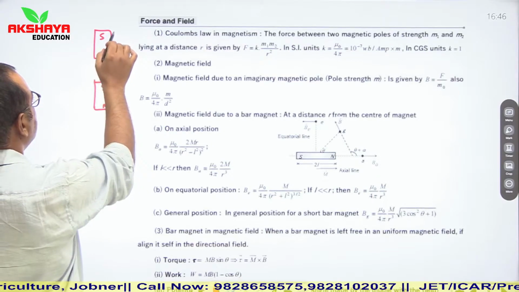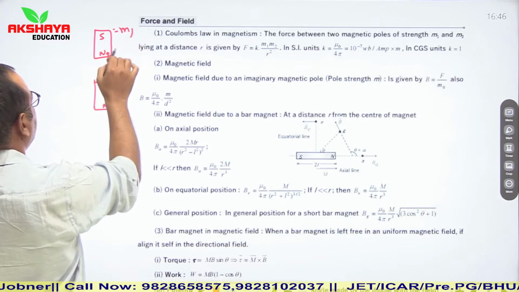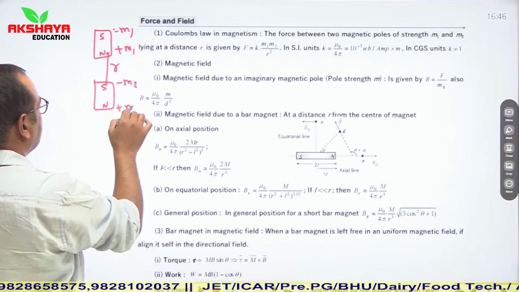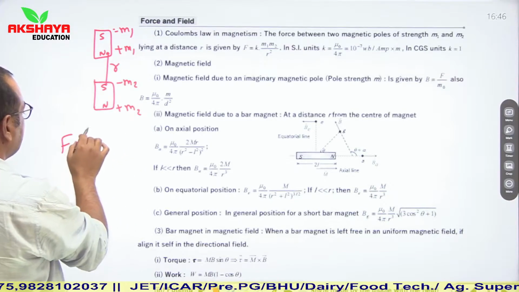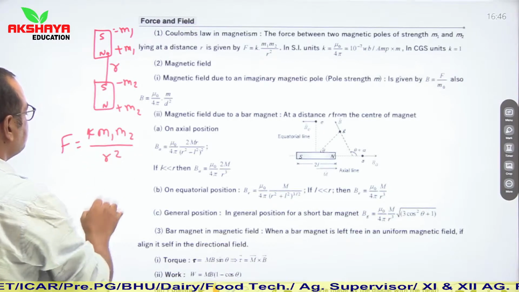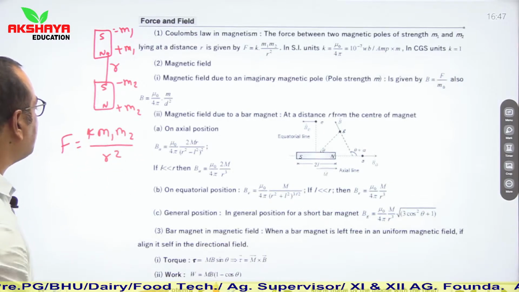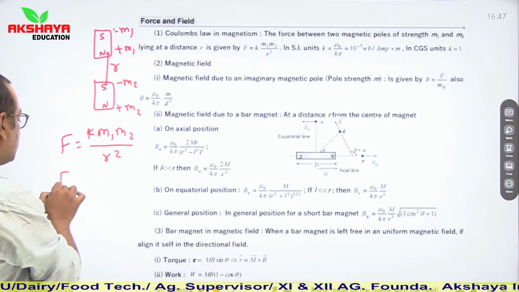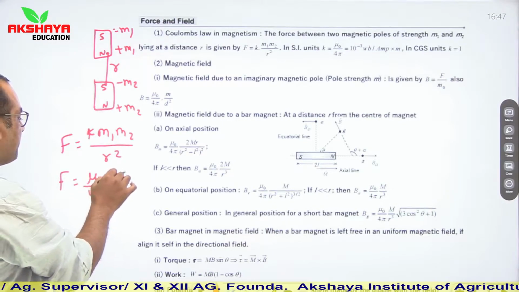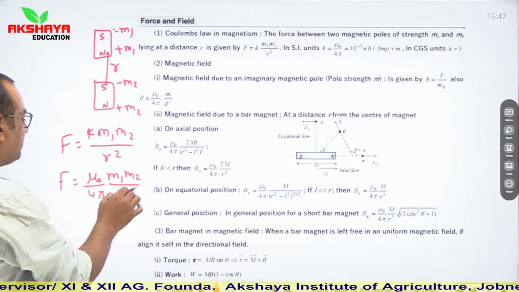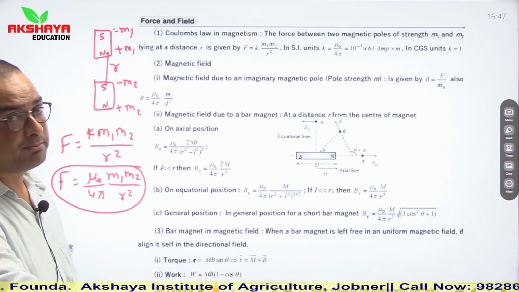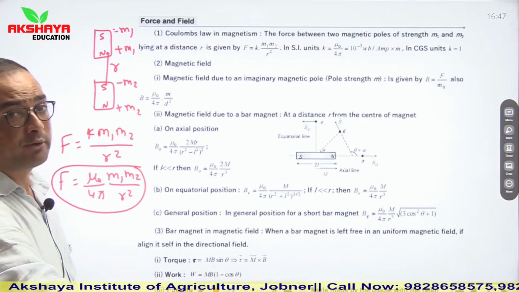Its pole strength is, let us say, minus m1 plus m1, and here minus m2 plus m2. So force can be given as k m1 m2 upon r square. So F is equal to k m1 m2 upon r square. This k is the proportionality constant which is equal to mu naught upon 4 pi. So mu naught upon 4 pi m1 m2 upon r square. m1 and m2 are the pole strengths of the two magnets, r is the separation between poles and mu naught upon 4 pi is a constant.